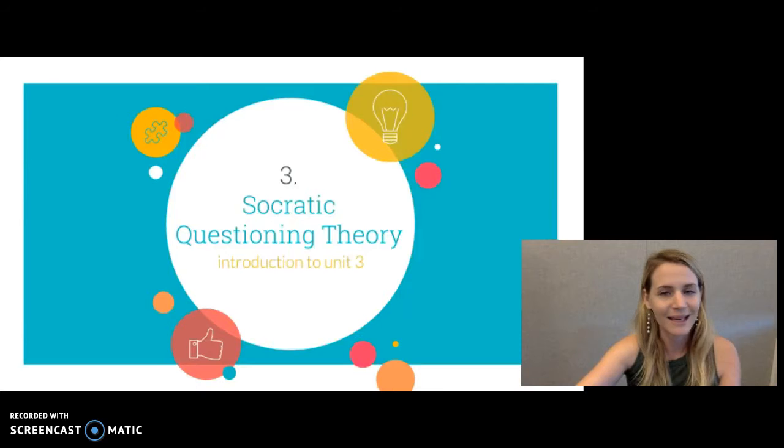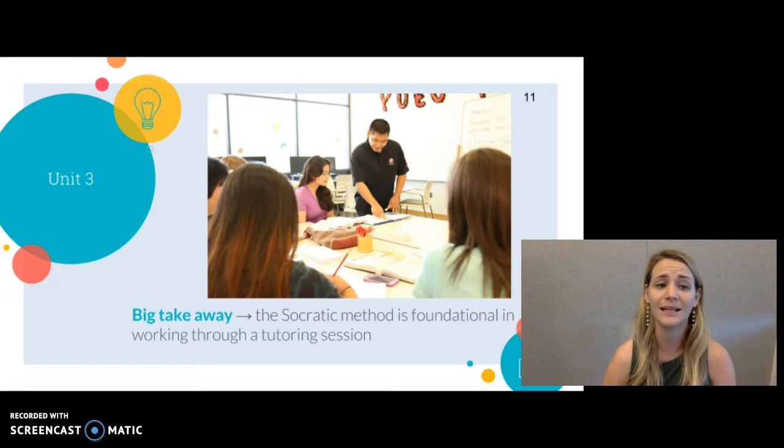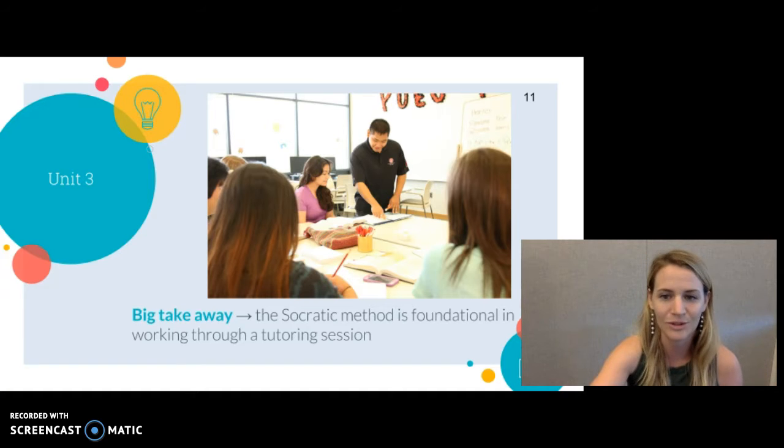So, Unit 3, like I said, is all about the Socratic questioning theory. And the big takeaway from this theory is that essentially the Socratic method is foundational in working through an entire tutoring session with a student.